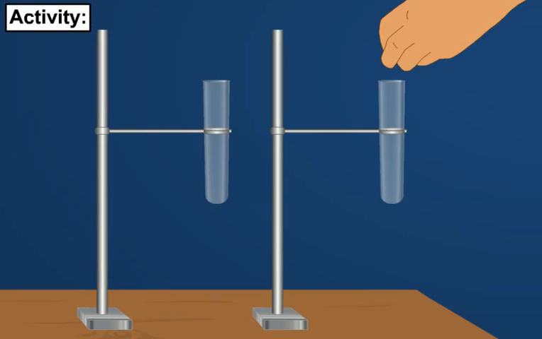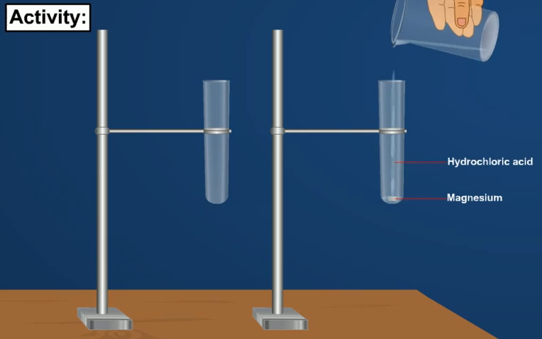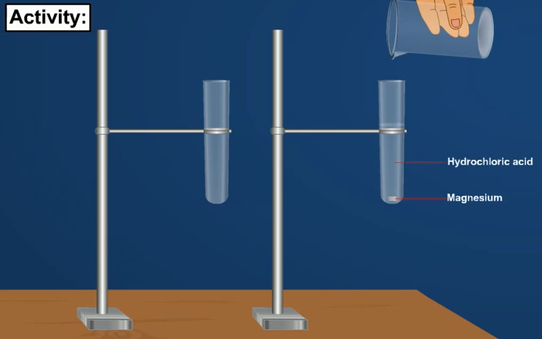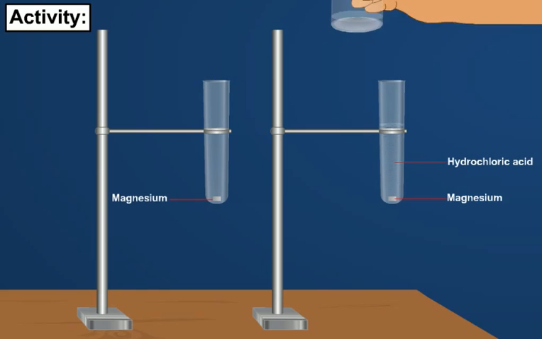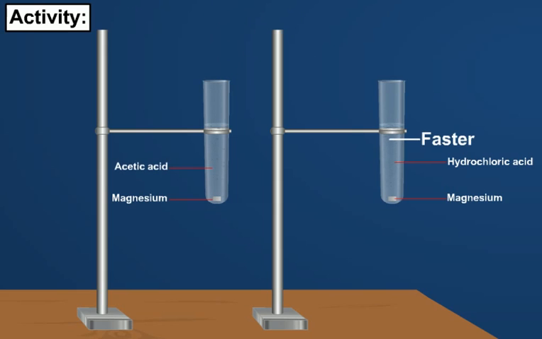Now, let us perform an activity. Take a test tube and put a piece of magnesium ribbon in it. Now add a little hydrochloric acid in this test tube. Similarly, take another test tube and repeat the experiment with acetic acid. Students, you can observe that the reaction between hydrochloric acid and magnesium is much faster. In place of magnesium, use limestone and repeat the experiment. Study the rate of reaction in this case.